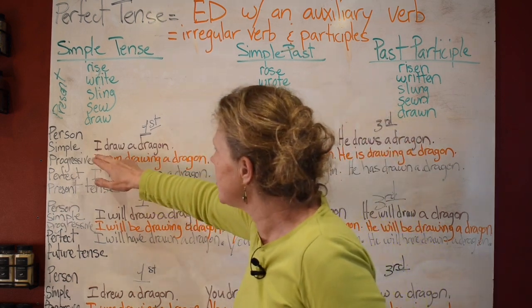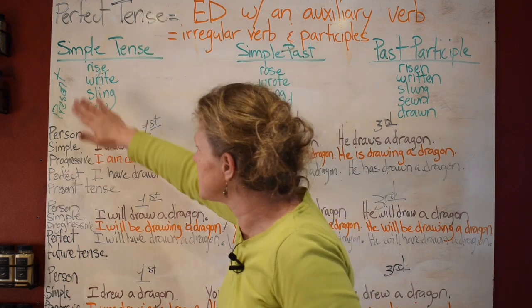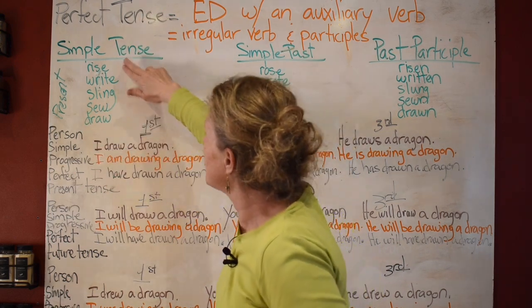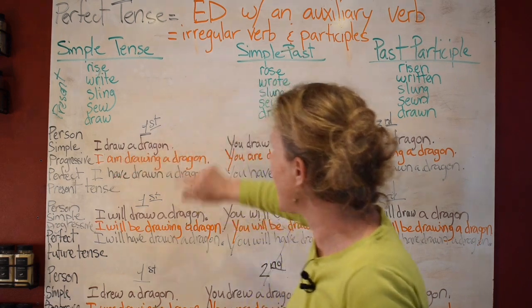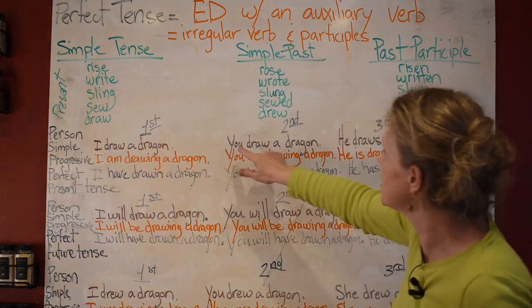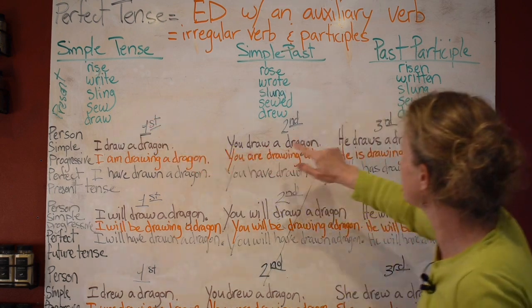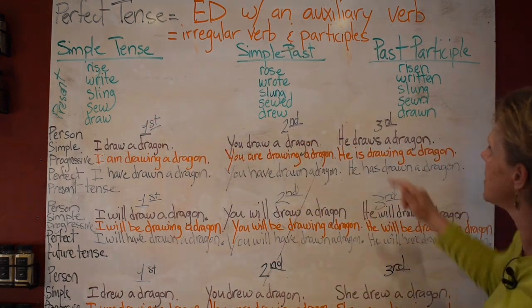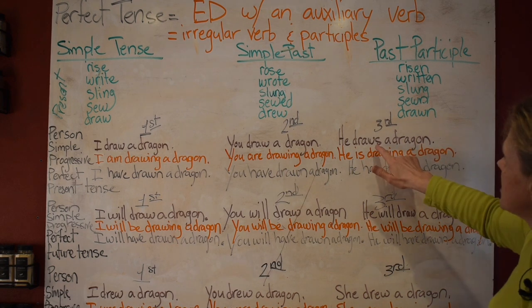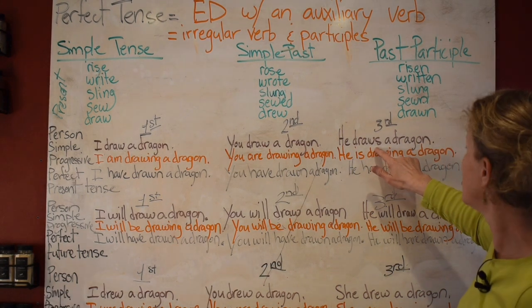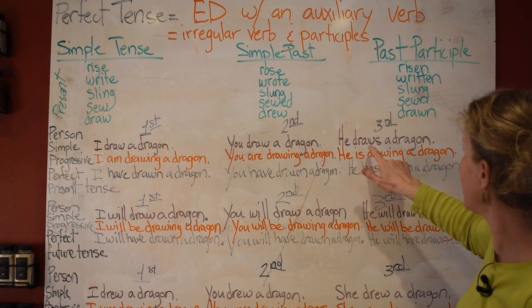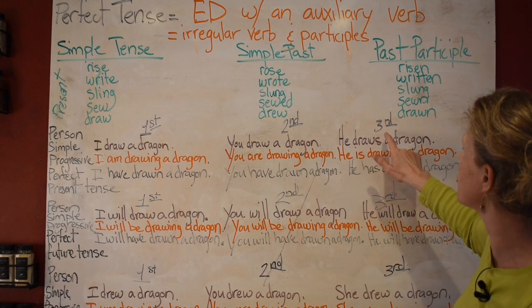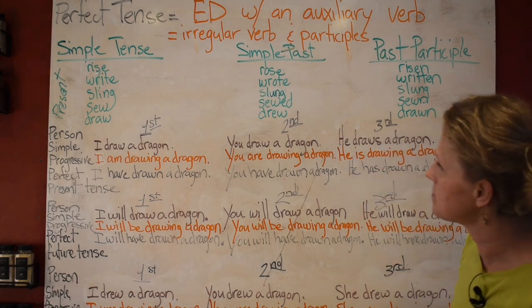So now, if we say simple tense, look at the simple tense. And then you're going to do I draw a dragon. And then second is you draw a dragon. See, this is all simple tense. He draws a dragon. So see right here with simple tense, since it's third person singular, then you're going to add the S on the end.